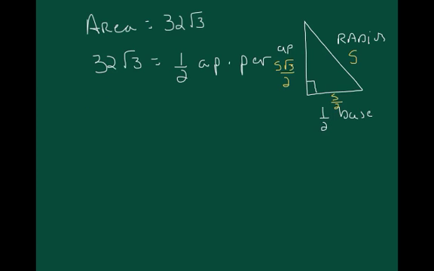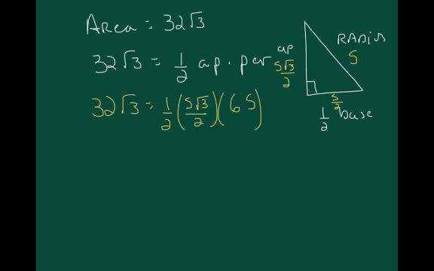32√3 equal to this formula, but now I'm substituting my values for the apothem so that my apothem and perimeter are all in terms of one variable, the side. And then for perimeter, I'll put in 6 times S. Alright, let's try and clean this up a bit. Okay, it's not a lot prettier, but 32√3 equals 6s²√3 over 4.